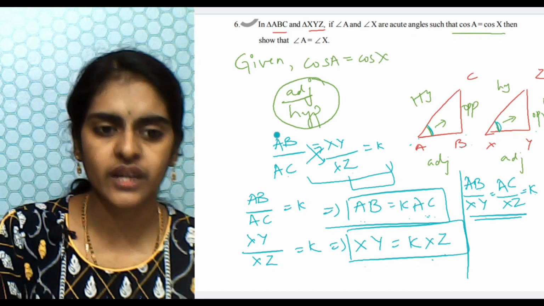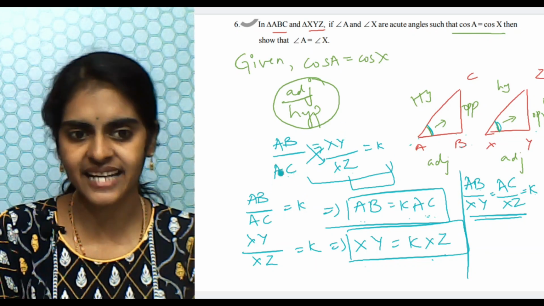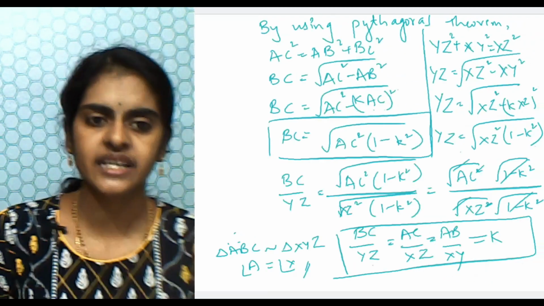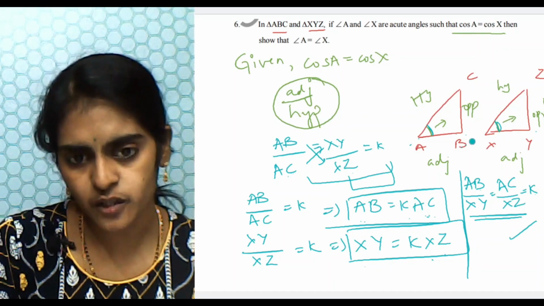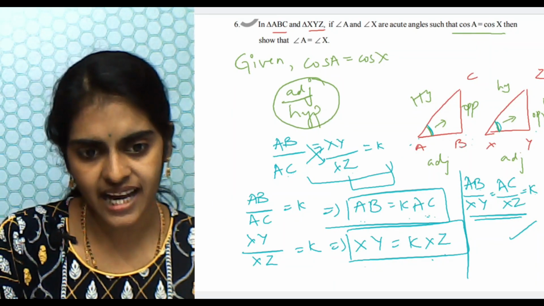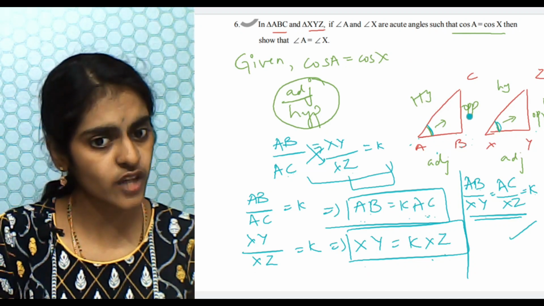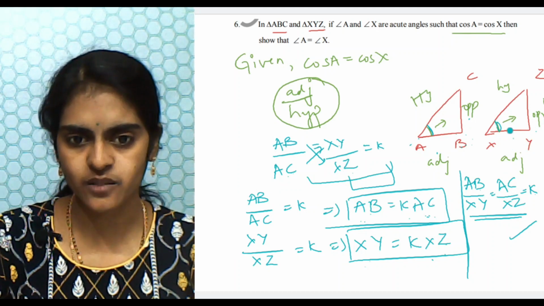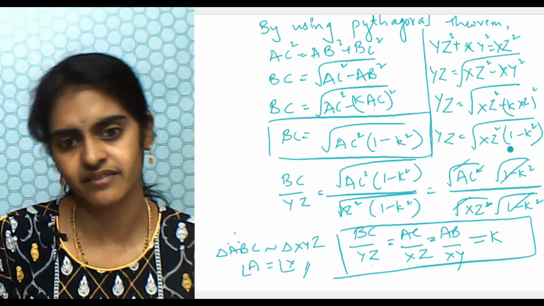Then what am I doing? From this first relation itself, I am just taking this XY to the denominator, AC to the numerator. So I am getting this value. Now here, by using Pythagoras theorem, I am trying to find out the BC value. Why? Because I have AB, AC, we have a relation, we don't know what is BC. So I am trying to find the BC value. Here XY, XZ, you have a relation, you don't know what is YZ. So you are trying to find the YZ value.